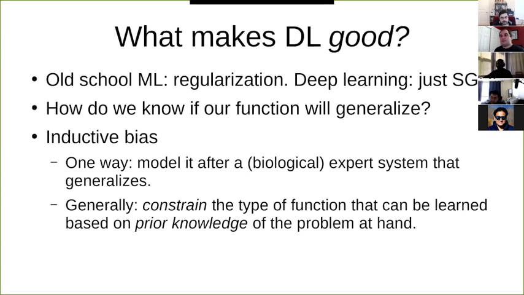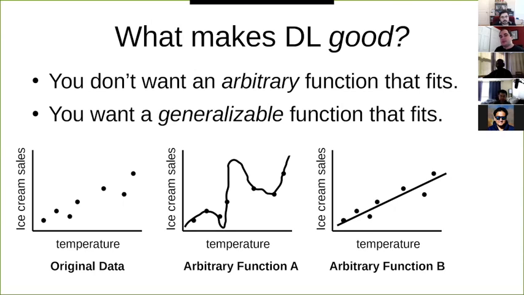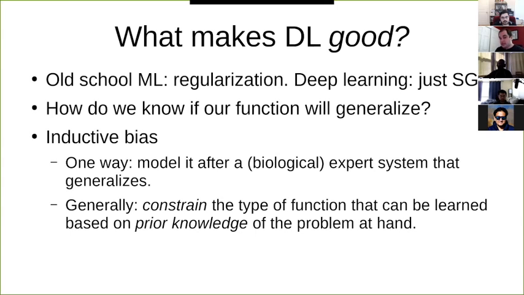Another way you can do it, and the more general way to think about it, is that you're constraining the type of function that you can learn based on prior knowledge of the problem at hand, right? So for example, with ice cream sales, if we want a good inductive bias, we might say, okay, I'm really pretty darn sure that this function is monotonic, right? That it's only going to increase with temperature up until a point. Or maybe you're convinced like, oh, it's definitely going to be linear, right? Then if you take a model and you say, okay, model, you must be linear, or model, you must be monotonic, you're much more likely to get the right functional fit for the domain that you're looking at.